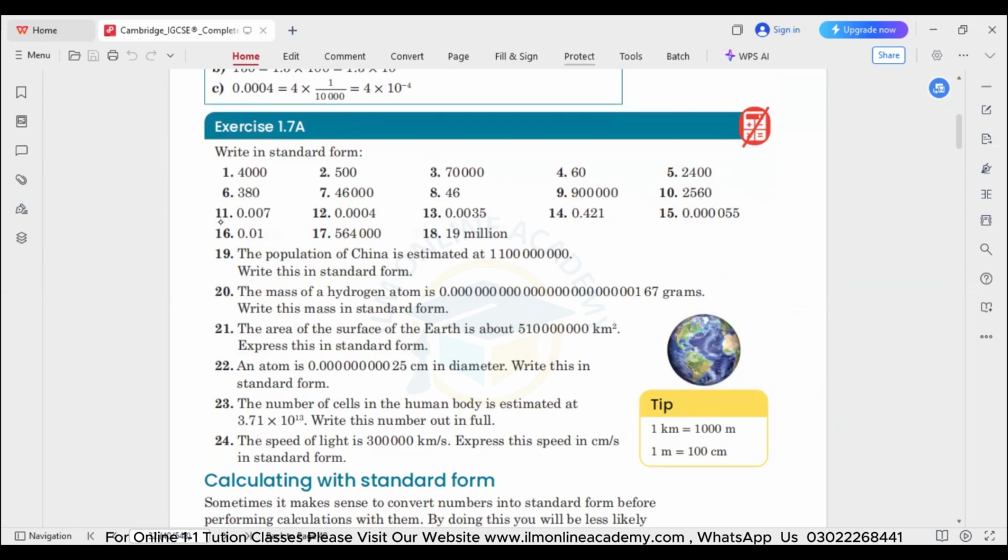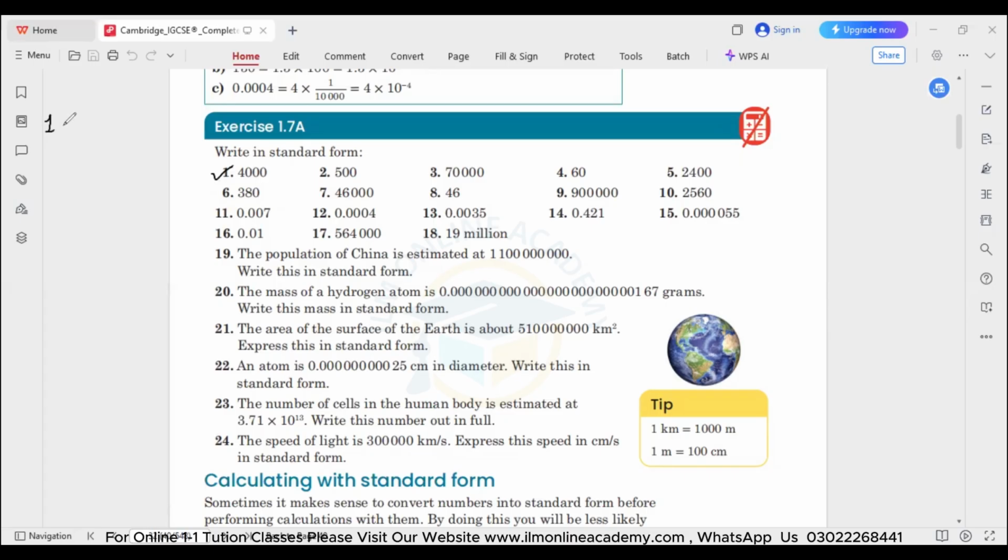In this exercise, we will see how to write simple numbers in standard form. So we will start by making the numbers into standard form, starting with the very small numbers and then moving towards the very large numbers. Okay, so the first one is 4,000. If we want to write down the number 4,000 in standard form, let's see how we can write it.